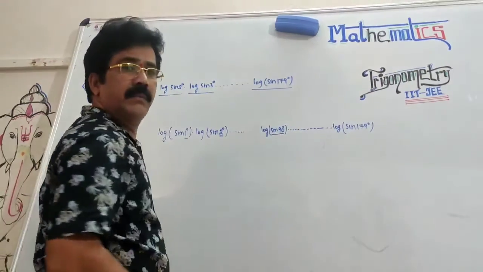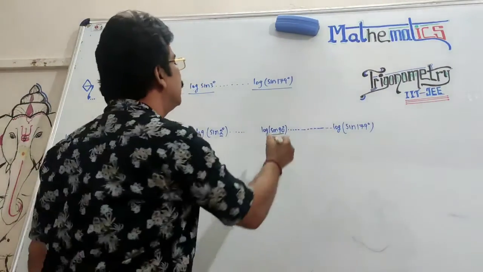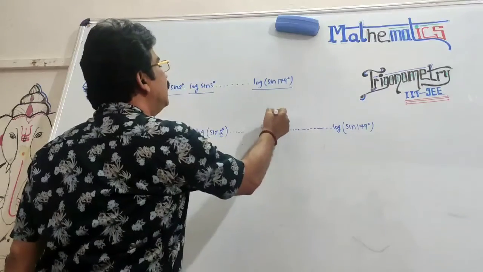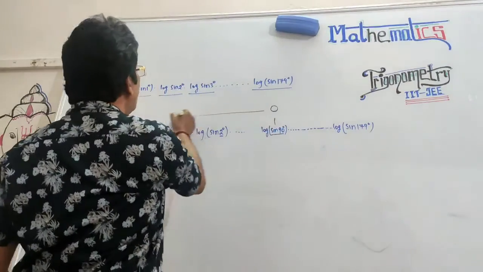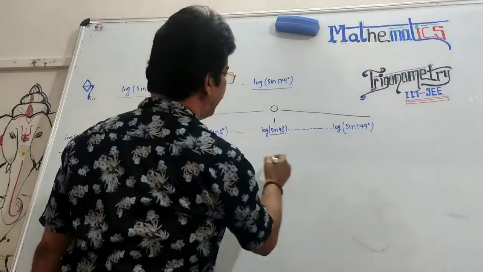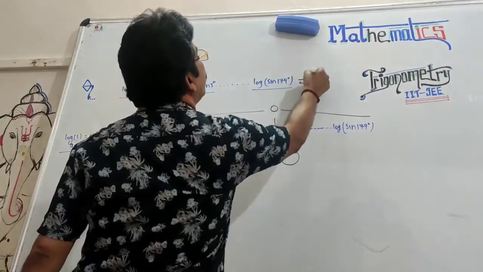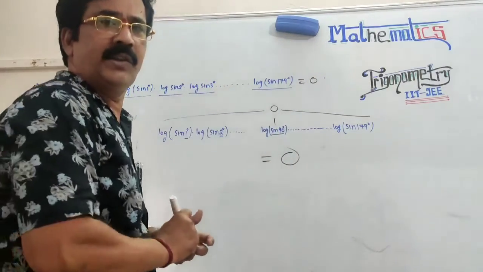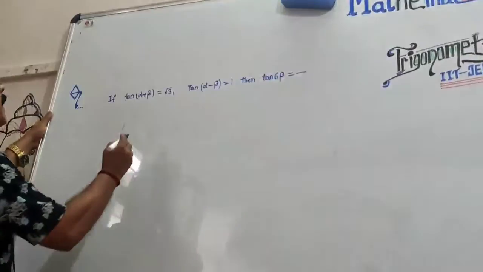Sine 90 degrees is 1. Log 1 is 0. 0 into any finite value is 0. So, therefore, the answer is 0. Hence the problem. Next question.